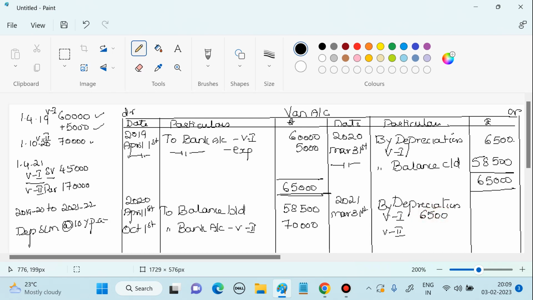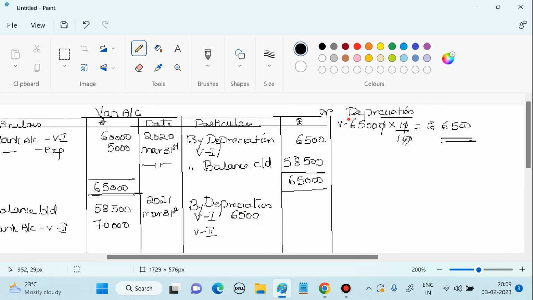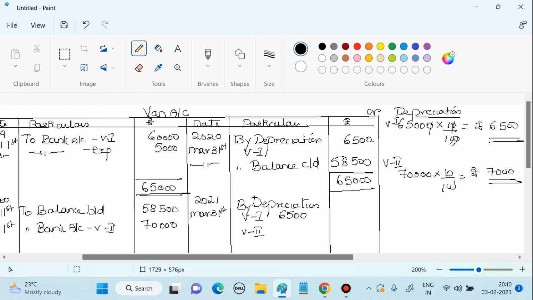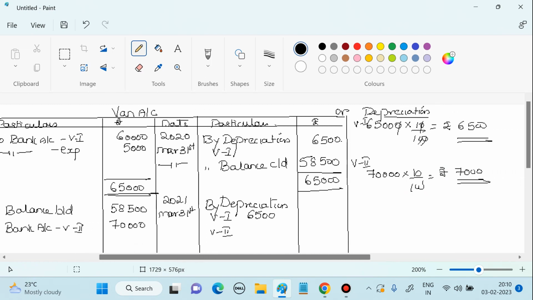For the second van, now we have to calculate. So can you calculate for van 2? This is van 1. Van 2 cost is 70,000 at 10% is 7,000. So shall we charge 7,000 depreciation for van 2? Ma'am, it was bought in October, so shouldn't we do it for 6 months?